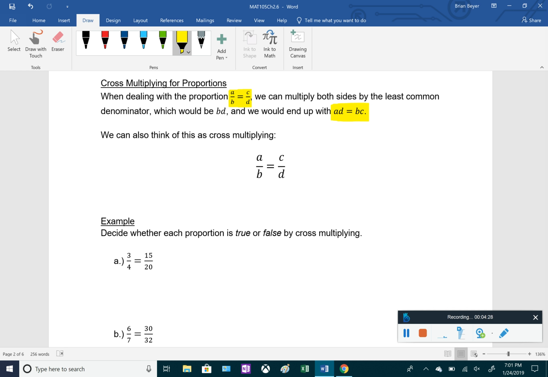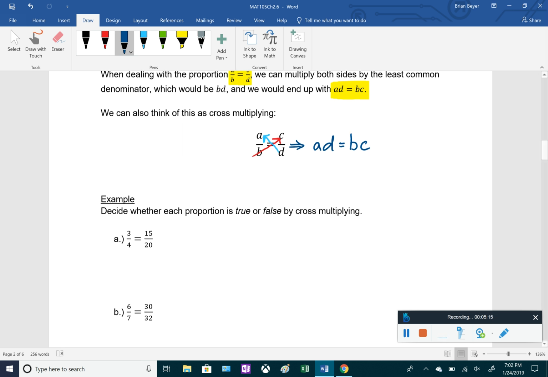To think of this as cross-multiplying, with the proportion A over B equals C over D, we multiply this denominator up here, and then this denominator up here. You can see why it's called cross-multiplying. Technically, we're just multiplying both sides by B and both sides by D, but what we end up with is A times D equals B times C. Sorry, I shouldn't have put an equal sign there, just a little arrow. Okay, that's all cross multiplying is.